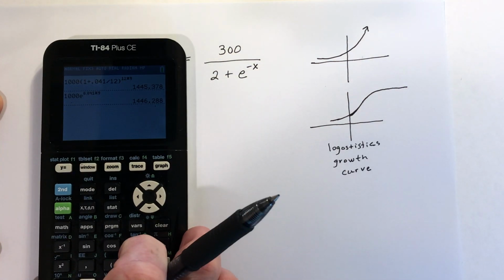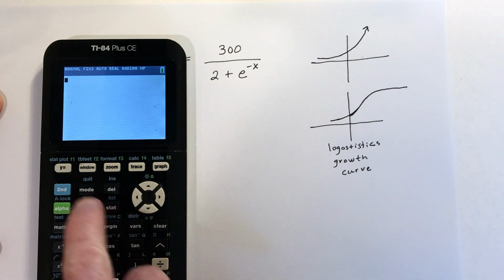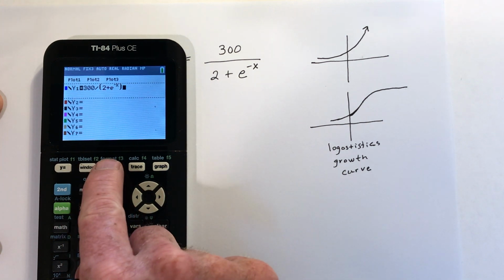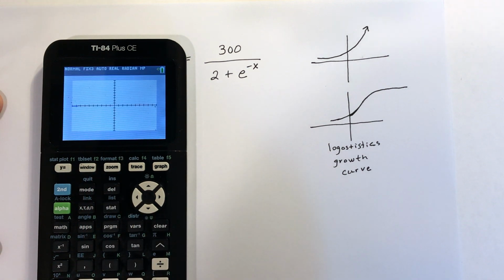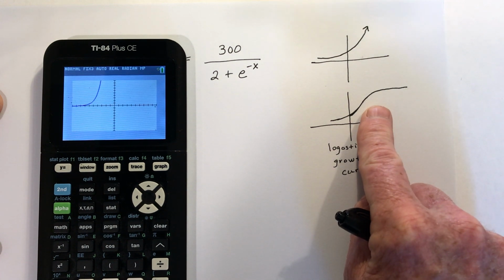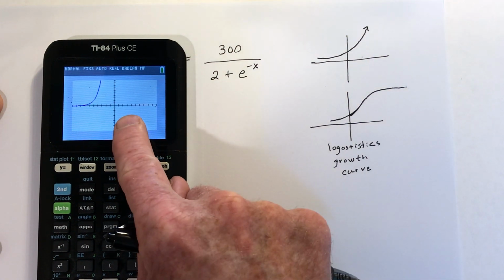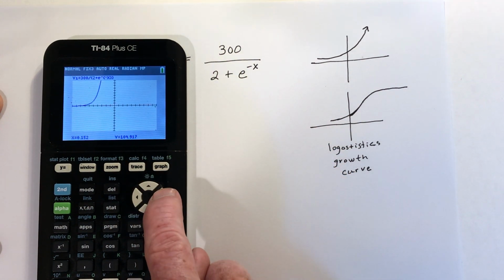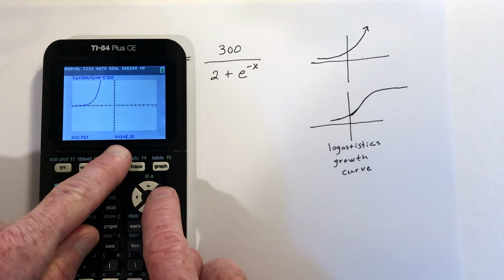And let's see what it looks like. So graph this. Go to y equals, and then 300 divided by, and then put parentheses 2 plus the e to the negative x. And first of all, go to Zoom Standard, and it should look something like this. And I'm really only concerned with the right side, and I can't even see the right side right now. And it's probably because of this 300.